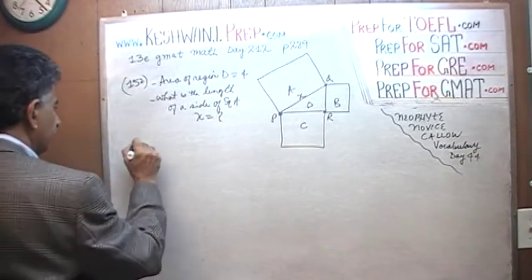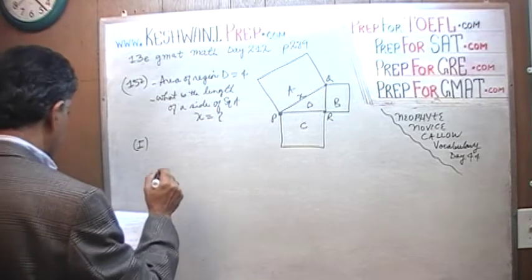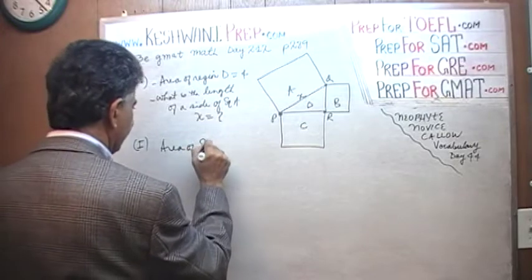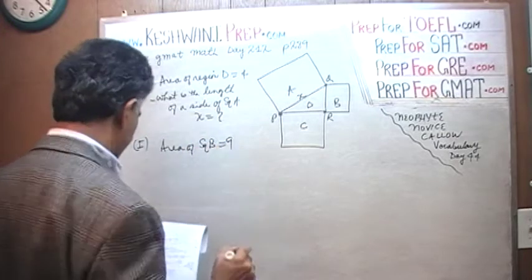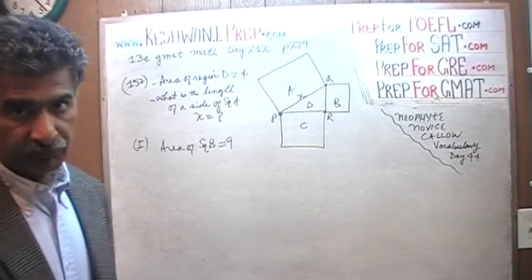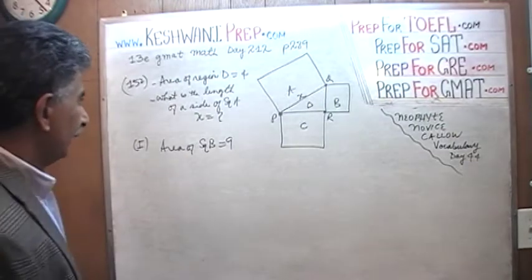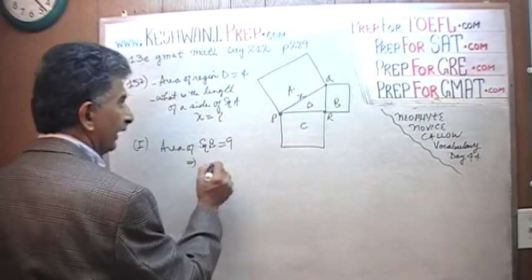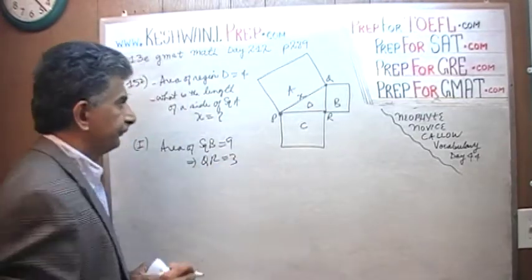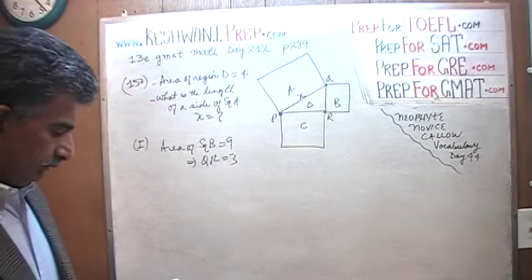In the first statement, they tell us that the area of square B is 9. What can we do with it? Area of square B is 9, and because it's a square, length and width are the same, that implies that Q to R must be 3. Q to R must be 3.